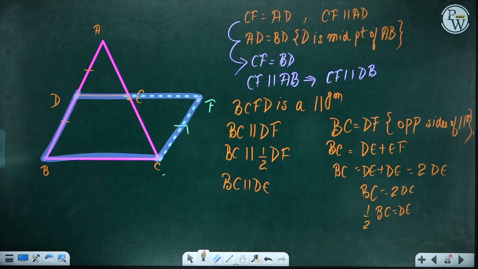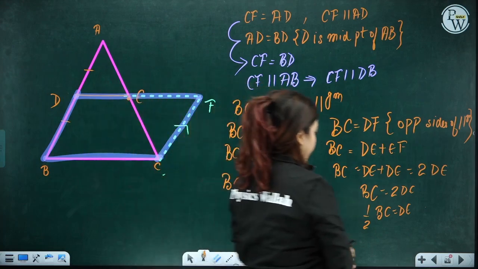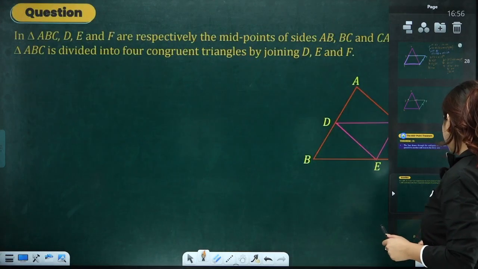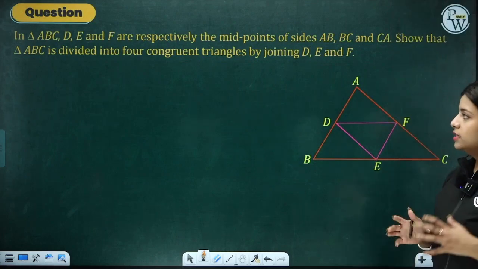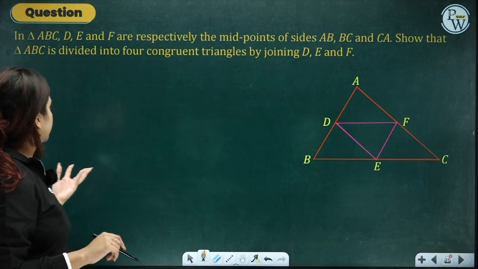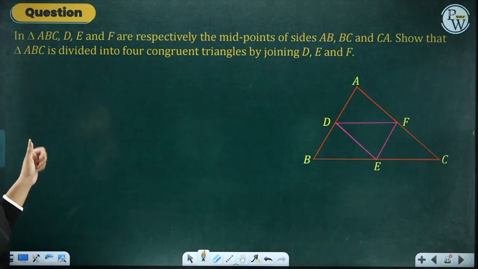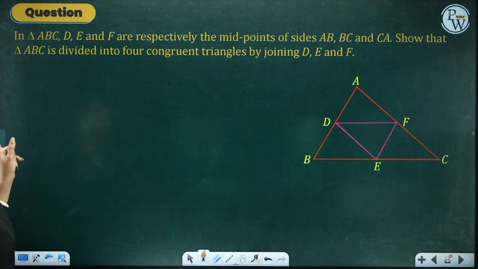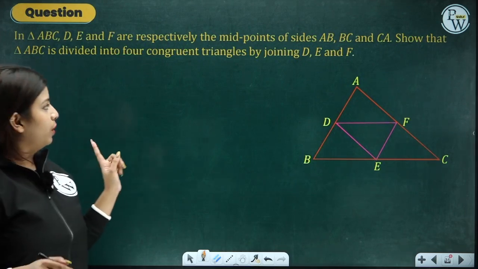I hope it is made easy enough for you to understand. Okay. Let's see the type of question that we will be having while solving it. This is one type of question that we might face: this is a triangle ABC. D, E and F are respectively the midpoints of sides BC, AB and CA. Show that ABC is divided into 4 congruent triangles.